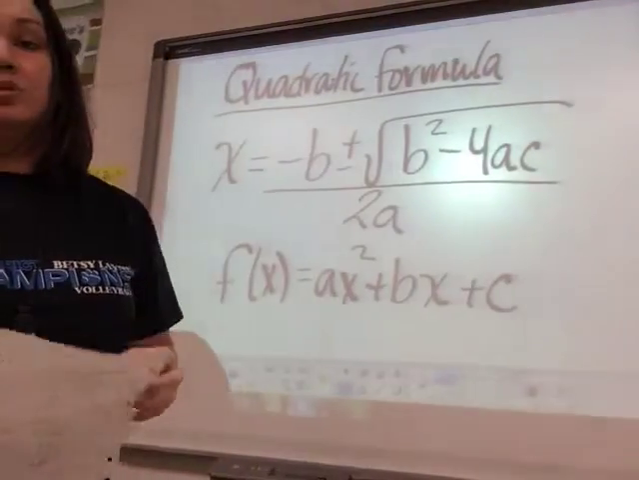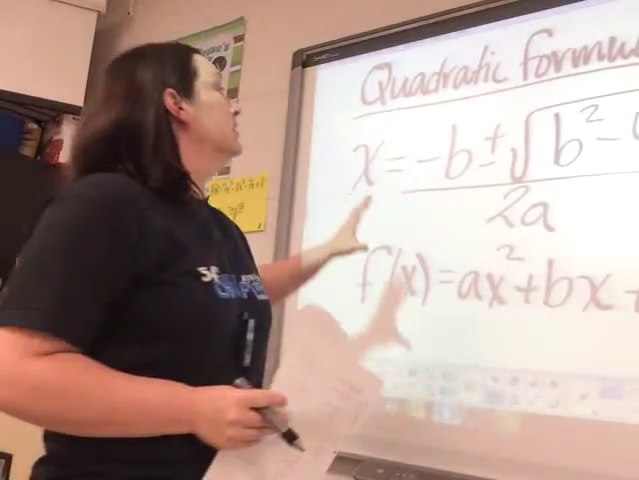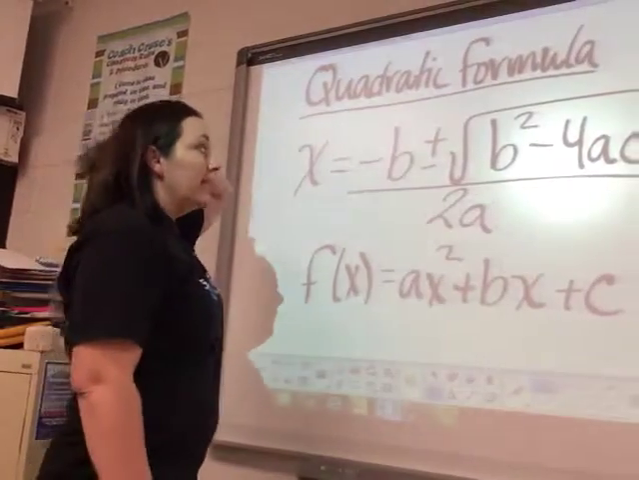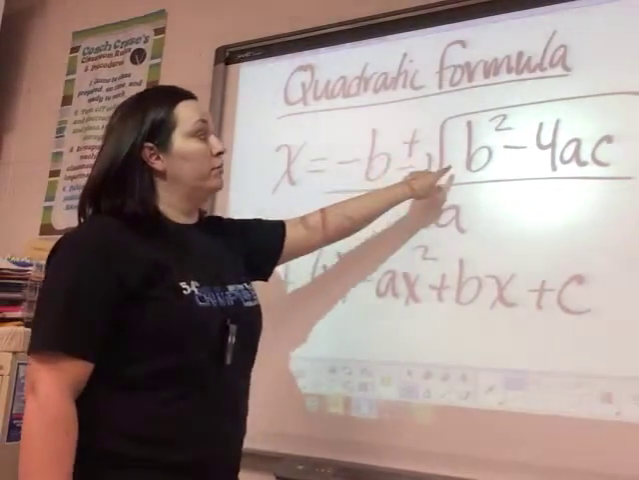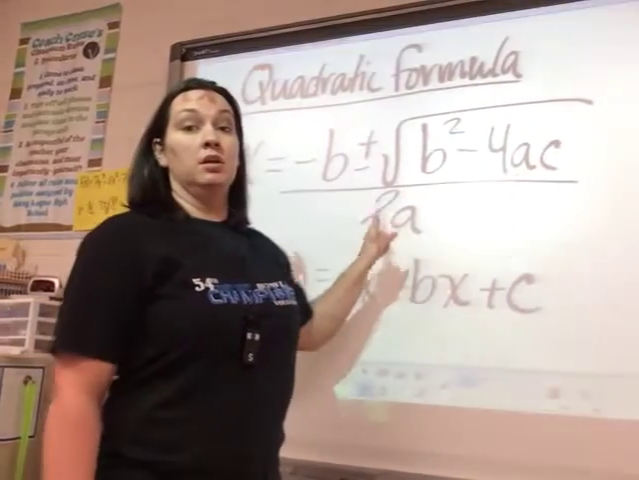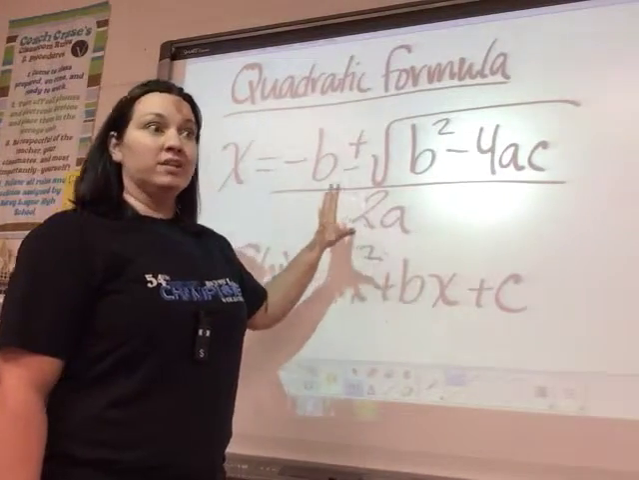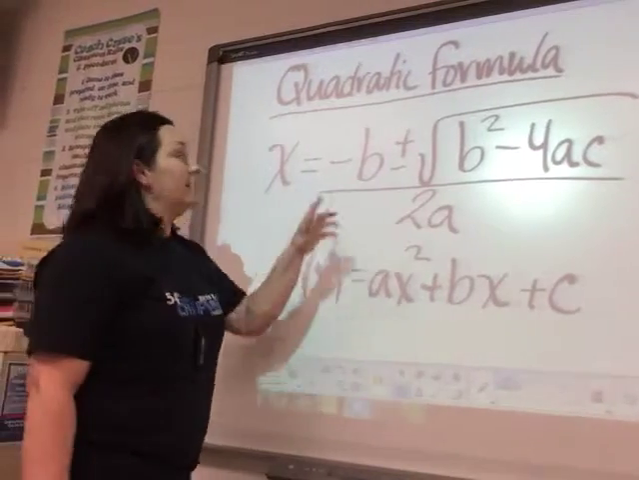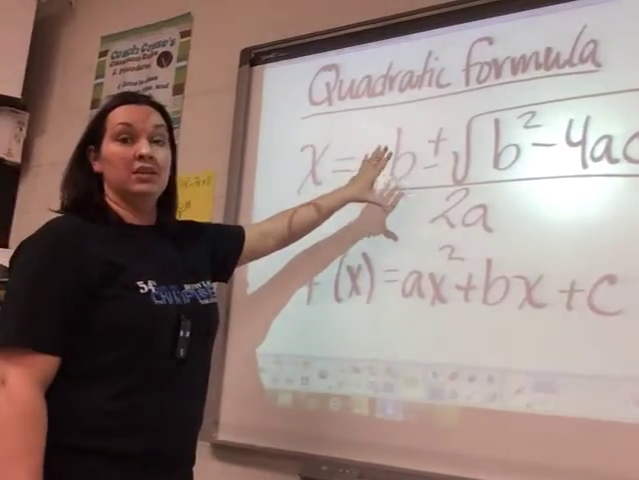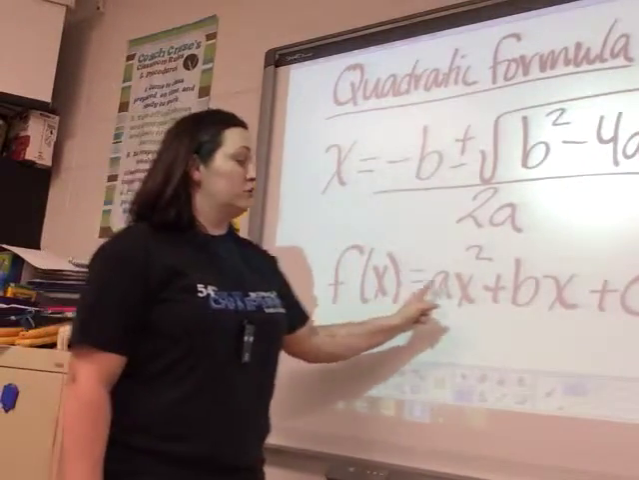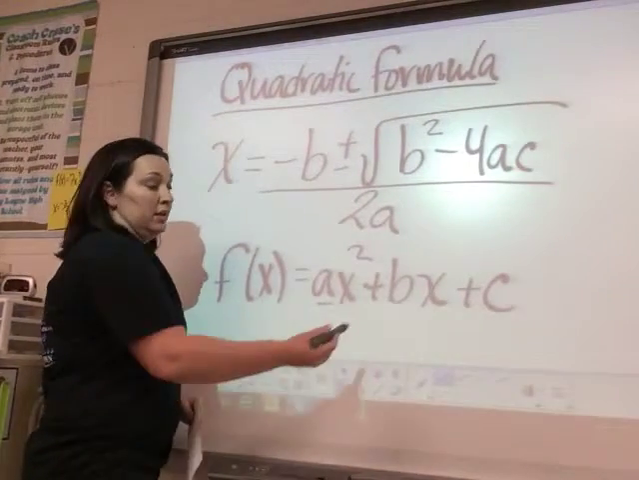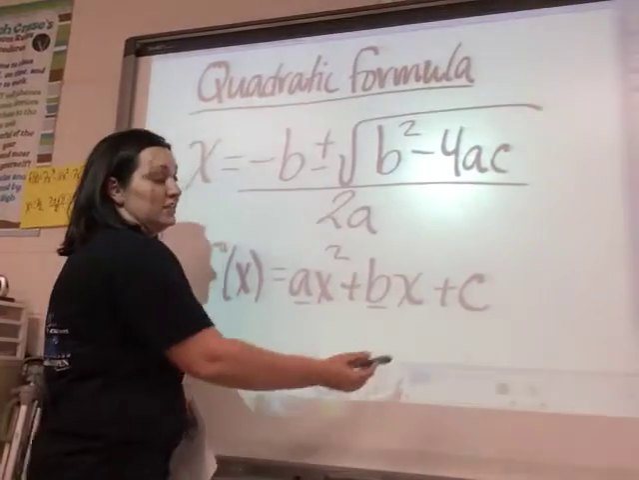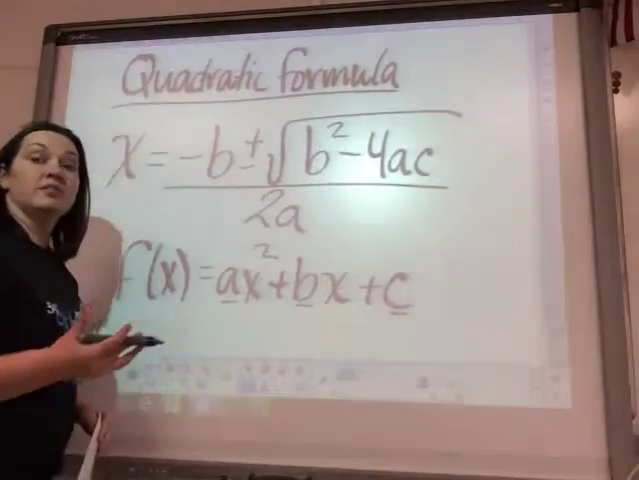Okay, in this example, we're going to talk about the quadratic formula. So you've heard of it, I'm sure. x equals negative b plus or minus radical b squared minus 4ac all over 2a. And it looks kind of scary until you realize that the letters a, b, and c are simply from your quadratic equation. The a is your coefficient of x squared, the b is your coefficient of x, and the c is your constant, your number without the variable.